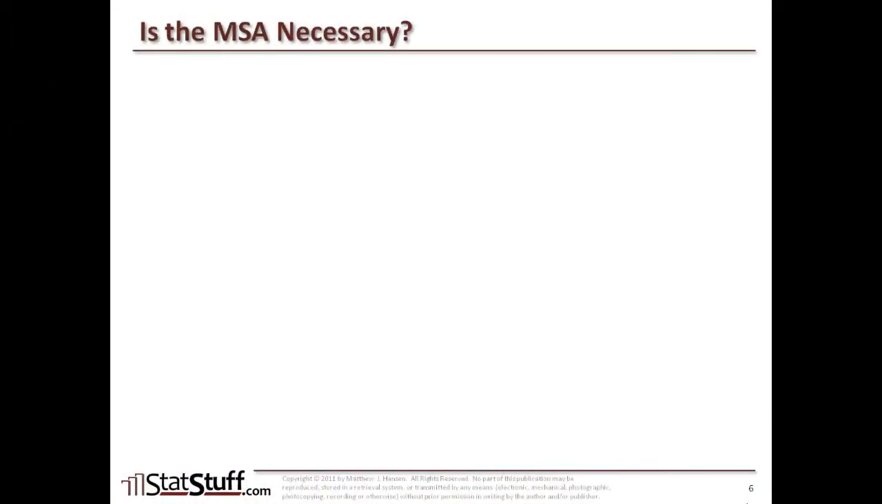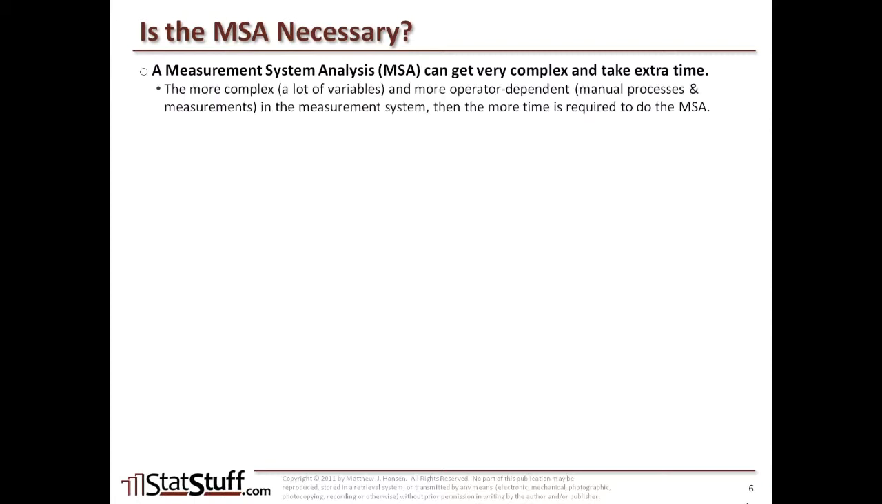Now, it can be used for building the DCP. So it's essential that you at least review the previous lessons that first introduce you to the DCP and the C&E diagram. Let me explain a little bit further what I mean. An MSA can get very complex and take extra time, as you can see from that previous example I showed you. Now, the more complex you have an MSA, that is, if you have a lot more variables involved, or if it's more operator dependent, where you have a lot of manual processes and a lot of measurements, things that they're recording, if you have a lot of things like that in your measurement system that you're trying to assess, then it's going to require a lot more time in order to conduct the MSA.